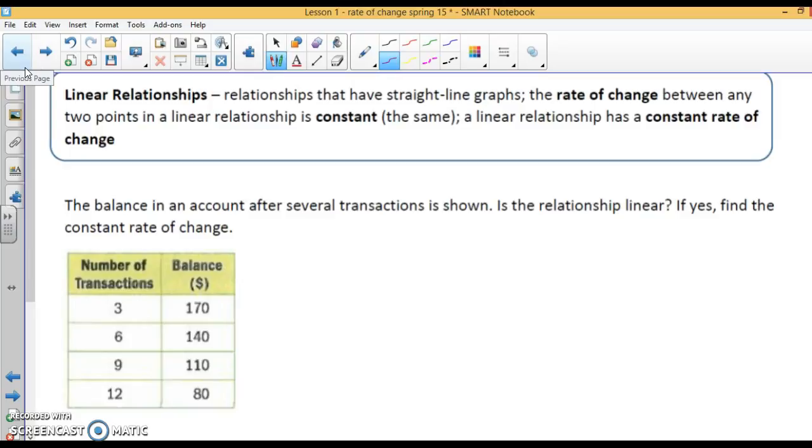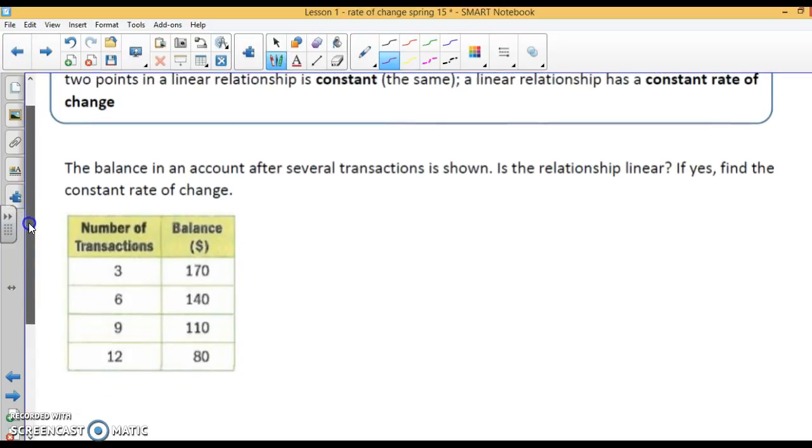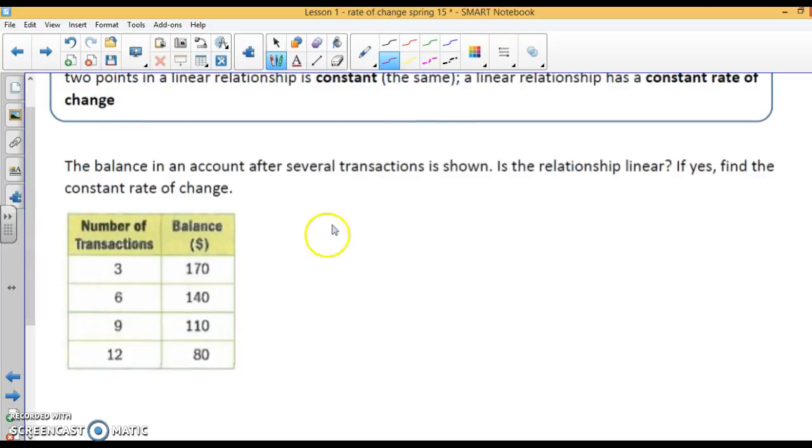Linear relationships are relationships that have a straight line. The rate of change between any 2 points in a linear relationship is constant. And a linear relationship has a constant rate of change. Now, the only difference between just a plain old linear relationship and a proportional relationship is that proportional needs to go through the origin. A linear relationship still has a constant rate of change, but it doesn't necessarily go through the origin.